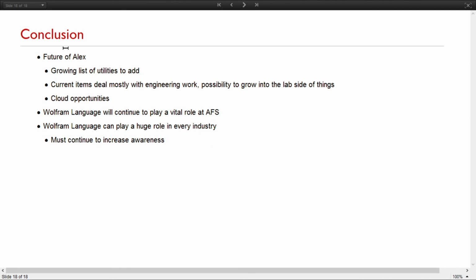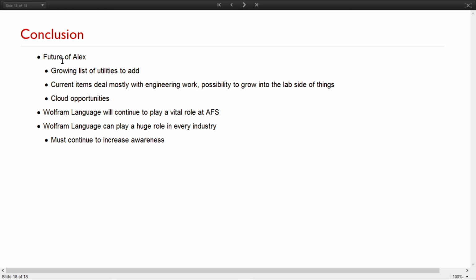So, conclusion, future of Alex. We've got a growing list of utilities to add. Right now we're at 37, and I think I'll probably easily get up to 50. We're dealing a lot more with the lab now, coupling the engineering work with the lab, and there are a lot of opportunities there to expand further. I've also been really interested in the cloud opportunities and learning specifically about API functions as a way to call these instead of running them through CDF. So all of that might be in the future.